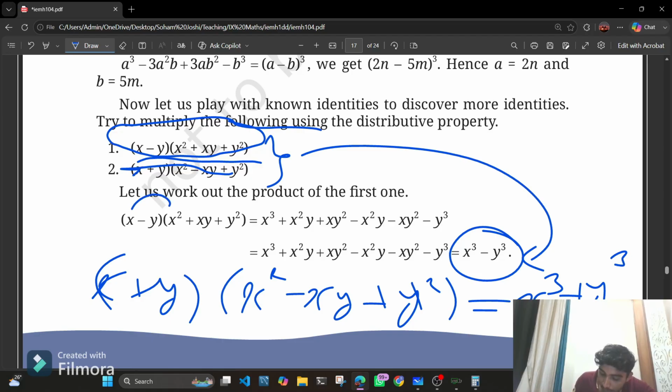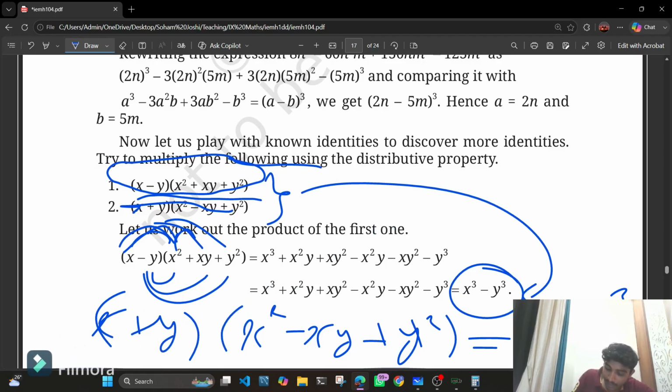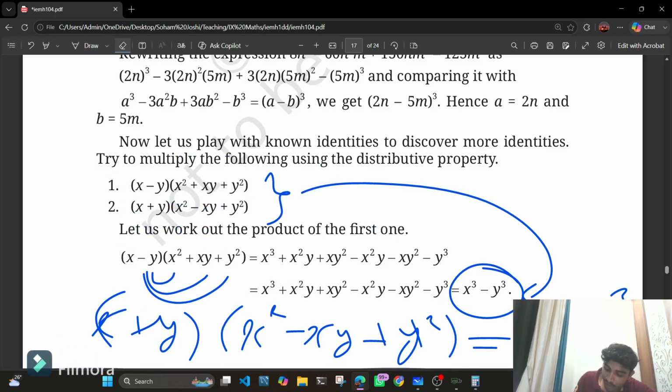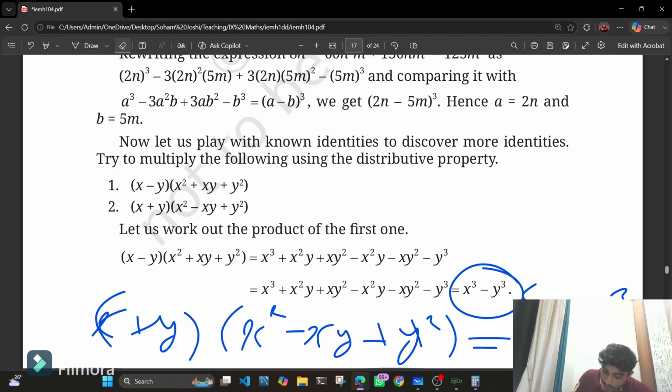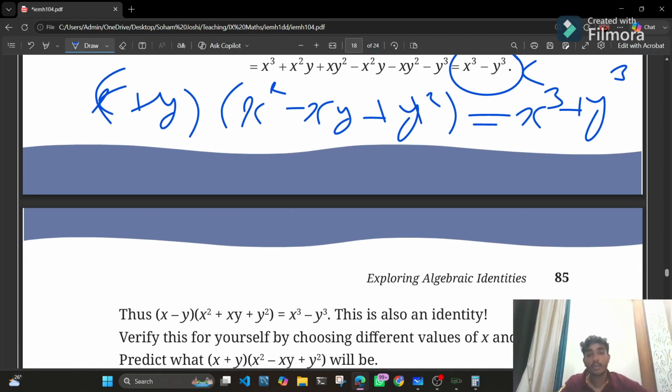That is, first multiply x with x square, then x into xy, then x into y square, then minus y into x square, then minus y into xy, then minus y into y square. You may see that we only have a small difference of the sign, nothing much. So for the first case, it was x cube minus y cube, and for the second case, it was x cube plus y cube. Okay, cool.